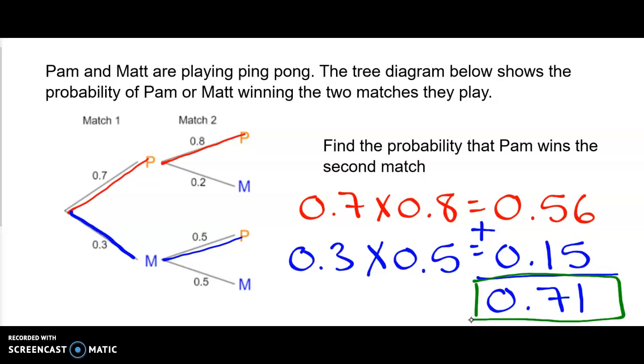So when you're given a question like this, you want to see how many times that Pam could have won the second match, or how many times that event could have happened, and then go down each branch and then add the two together.